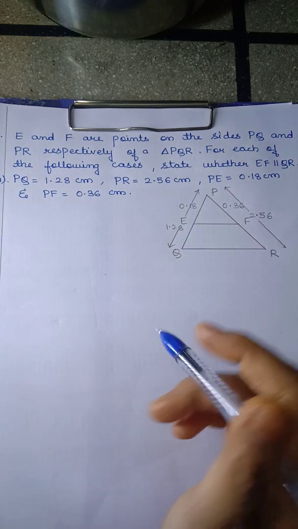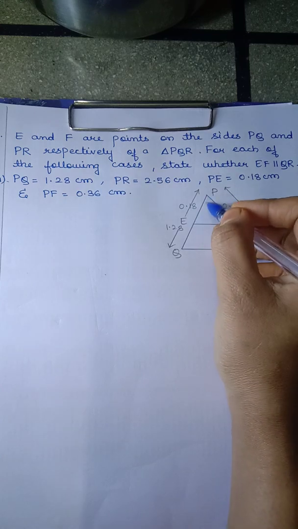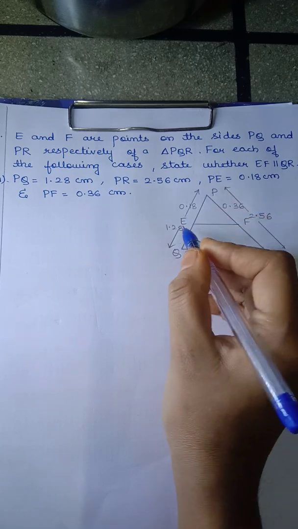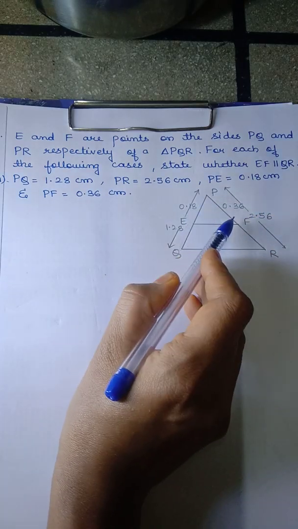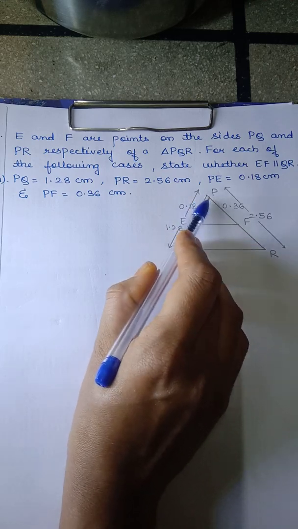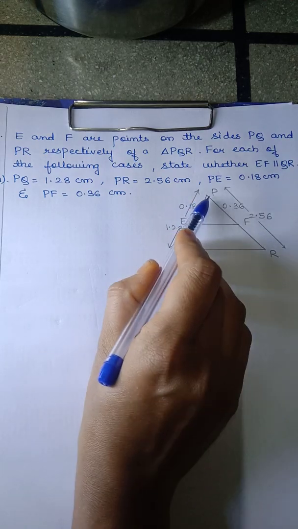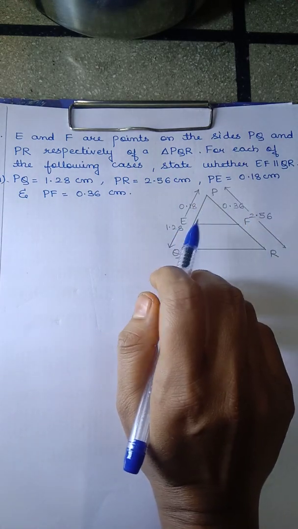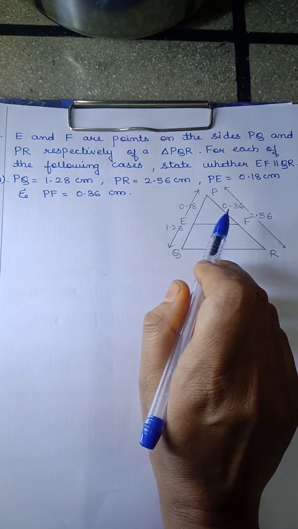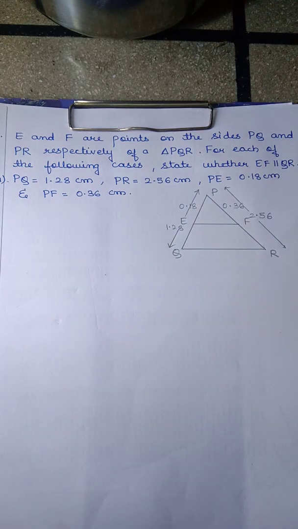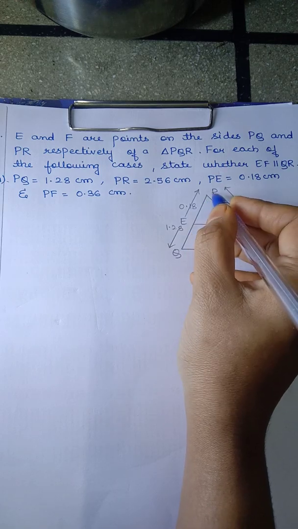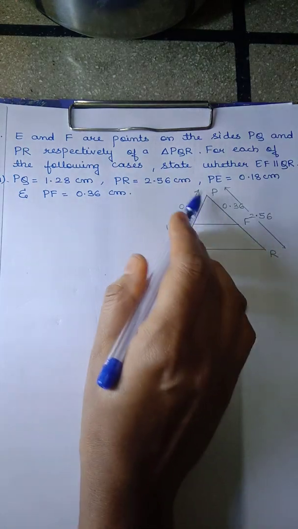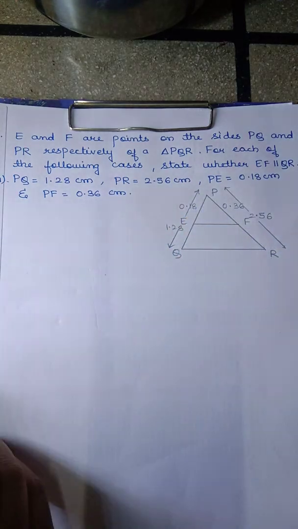Now see the measurements, children. PE measurement is given as 0.18 and the whole side PQ measurement is given as 1.28. Similarly on the other side, PF side measurement is given as 0.36 and the whole line PR measurement is given as 2.56. So now here we have to use the corollary of Thales theorem, what I had told you in the beginning. That is, you have to take the ratio of the whole side PQ divided by PE, then whole side PR divided by PF.